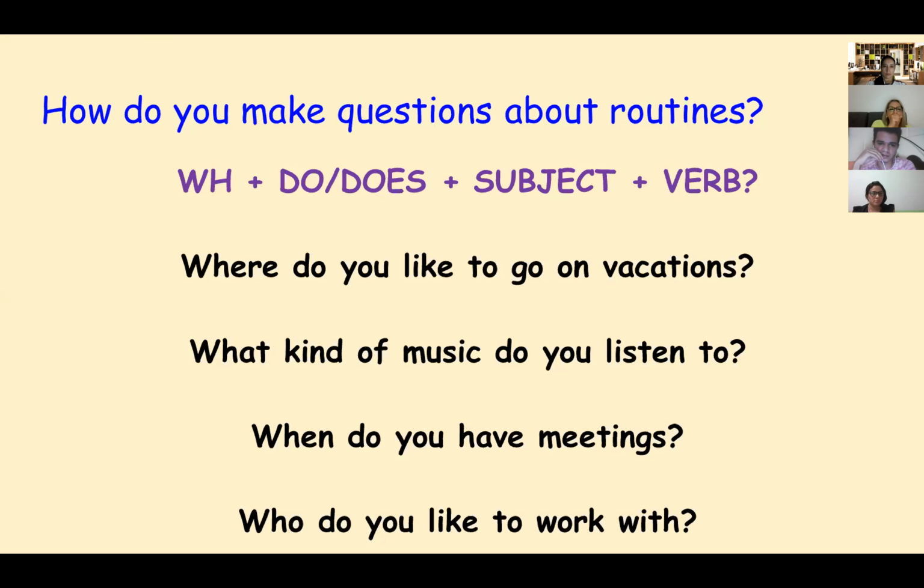How do you make questions about things? WH, do, does, subject, verb. Where do you like to go on vacation? What kind of music do you listen to? When do you have a meeting? Who do you like to work with? Good, good. Just one word, Francisco. What kind of music, the pronunciation, kind of music. Yes. Okay, thank you. So this is the structure, right? WH, auxiliary, subject, and verb. This is how you make questions using the simple present form, right?